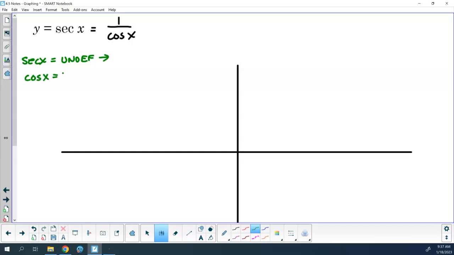if cosine of x equals 0. So where does that happen? Same as the last one, right? The odd pi's over 2. Right? Okay. And what goes there then? Asymptote, vertical asymptotes. Yep.